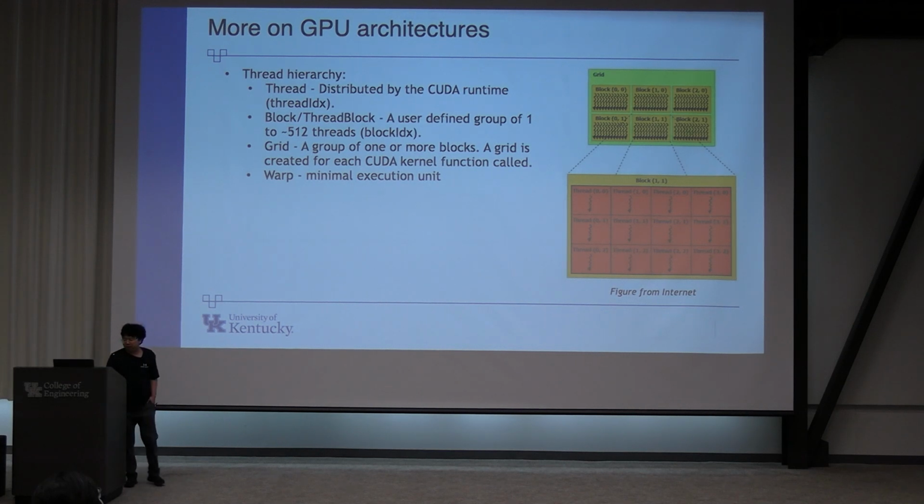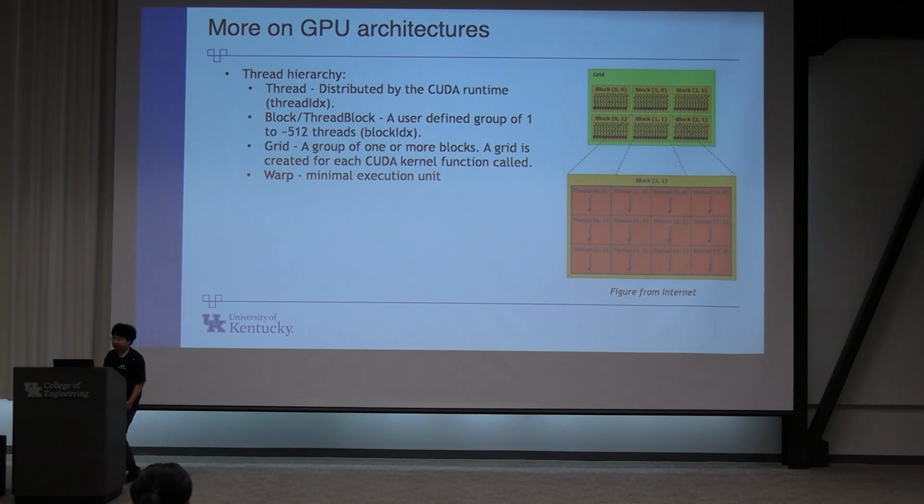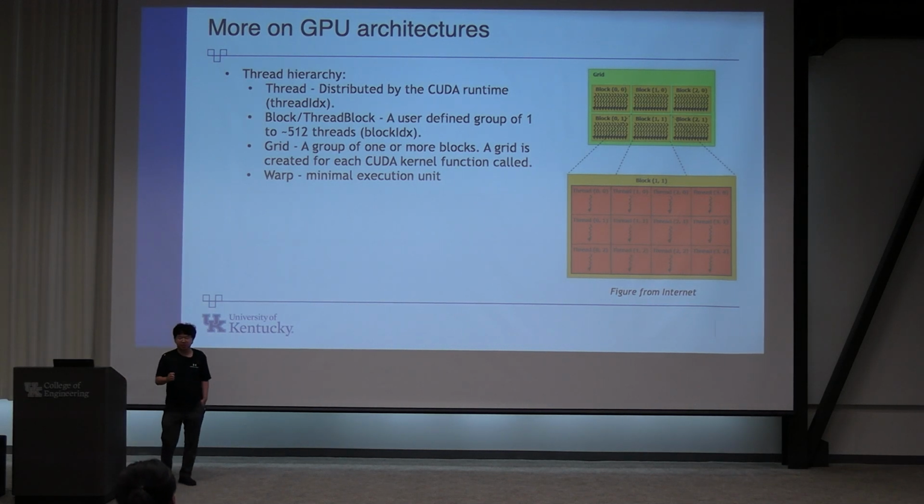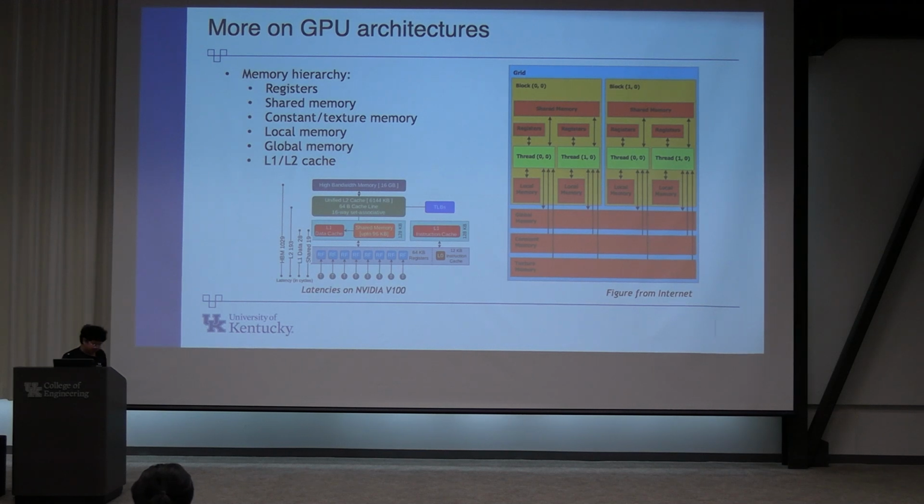Another term to note is the warp. A warp is the minimal execution unit for GPUs. Basically, all of the threads inside the warp have to execute the same instruction to follow the SIMD paradigm. If there are different instructions in different threads, they have to be scheduled into different execution times. So in order to get high performance with GPUs, you have to have the same execution instruction inside a single warp.